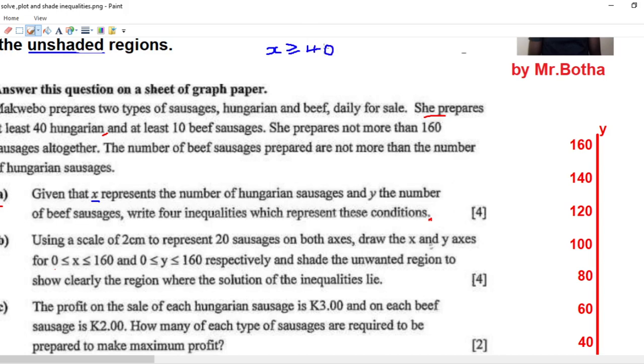So this will be our first equation. Remember, we'll see how to shade that. For now, let's get our first equation. That's this one. I think we can just write them all, then we are going to get them in order so that you can follow.